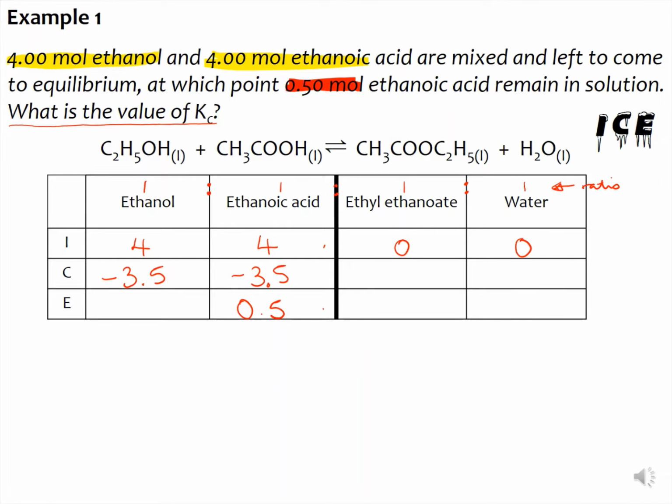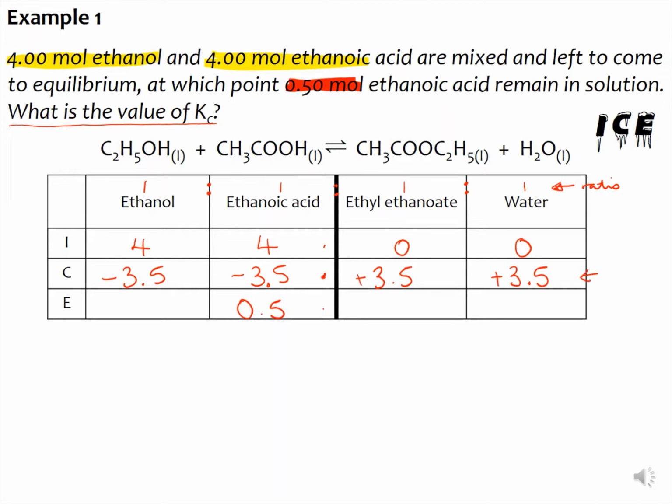I apologise, I didn't say that very well. But because it's 1-to-1, the same number of moles of each has to react. Looking at the products, if 3.5 moles of ethanoic acid has reacted, then because it's a 1-to-1 ratio with the products, ethyl ethanoate must have gone up by the same amount. So if 3.5 moles of ethanoic acid has reacted, we must have formed 3.5 moles of ethyl ethanoate. And because it's 1-to-1 with water as well, this will go up by 3.5 as well.